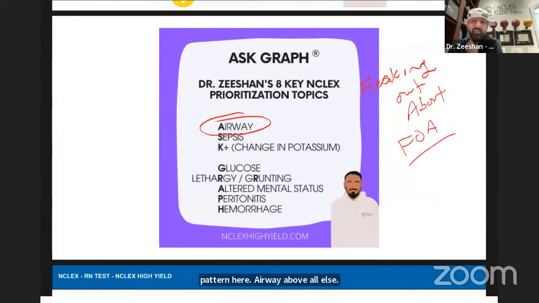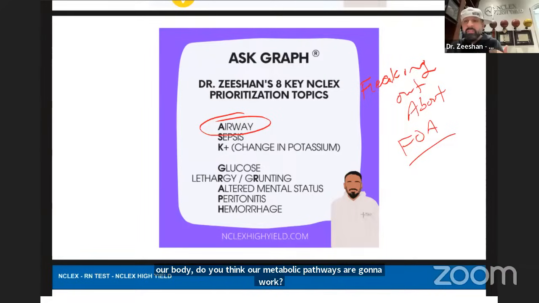But breathing and circulation didn't pop up. But you know what did? Sepsis, changes in potassium, glucose being less than 70. If we don't have sugar in our body, do you think our metabolic pathways are going to work? No, we're going to shut down. We're going to become comatose.